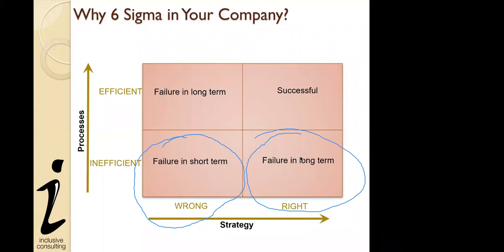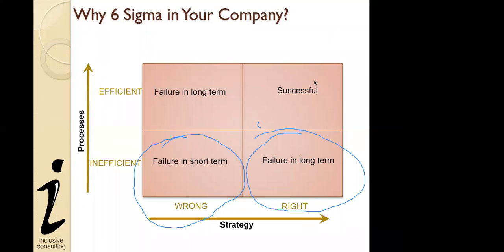That is why it is absolutely critical for every single organization, regardless of their stage, to implement Six Sigma methodologies as early as possible and make their processes efficient. Because if they have very efficient processes, even if they have an incorrect strategy, they can easily fix that strategy and go on to become a successful business in the long term.